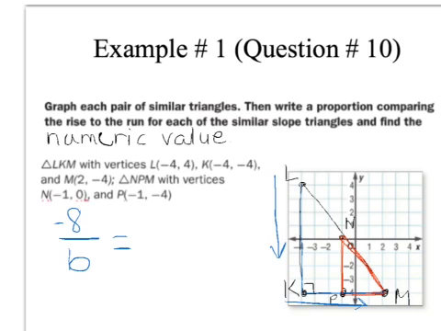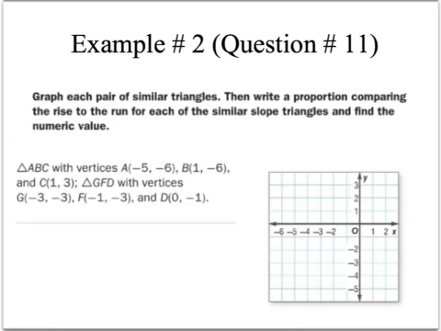Then I want to take a look at the smaller triangle, the red triangle. And from N to M, I am counting down 1, 2, 3, 4, and over 1, 2, 3. So, -8 over 6 does reduce to -4 over 3 because both are divisible by 2. And so that's the proportion they were looking for in a numeric value for the slopes.